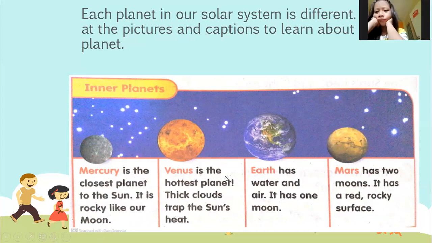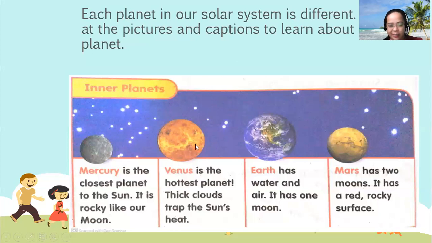Then you have Venus. It is the hottest planet. Thick clouds trap the sun's heat. That's why Venus is so hot, because it traps all the heat. That's why the color of Venus is like this as well. It's like lava.